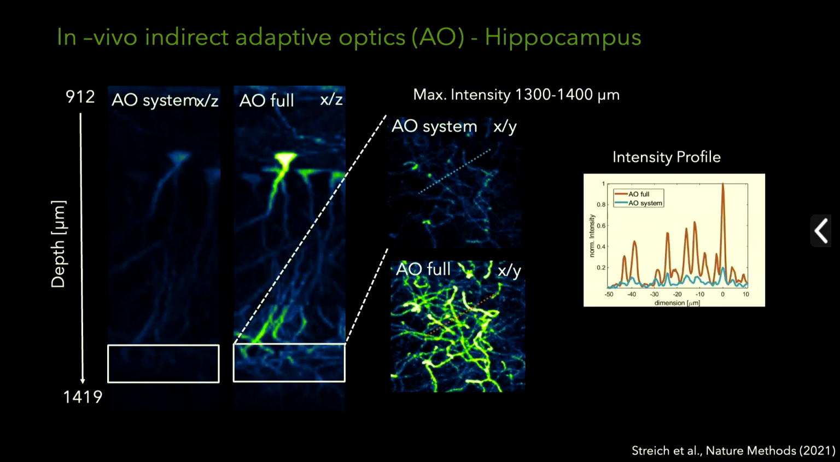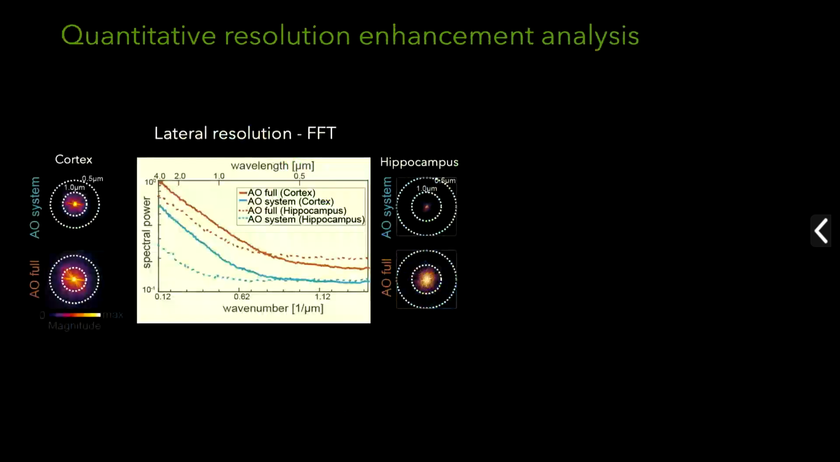But we were actually able to go much deeper than the cortex, and here I'm showing you some data from the hippocampus. These are axial projections, where we are optimizing the adaptive optics on the single cell soma in the CA1 layer of the hippocampus. And still with this correction, we are able to get a large improvement of the signal and image quality at much larger depths, here about 1400 micrometers.